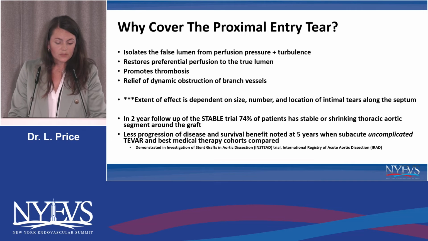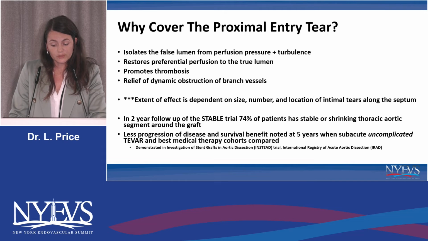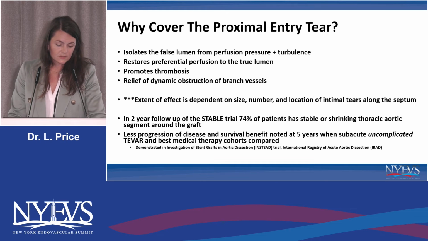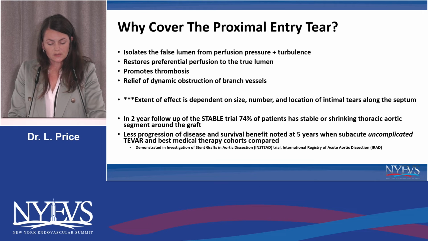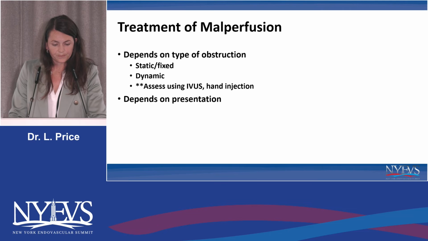In the 2-year follow-up of the STABLE trial, 74% of patients had stable or shrinking thoracic aortic segments around the graft. And we've noted less progression of disease and a survival benefit at the 5-year mark when subacute uncomplicated TEVAR and best medical therapy cohorts were compared. So this is new. We know that initially there was no difference at the 1 and 2-year mark, but at the 5-year, long-term mark, we see a difference and a survival benefit.